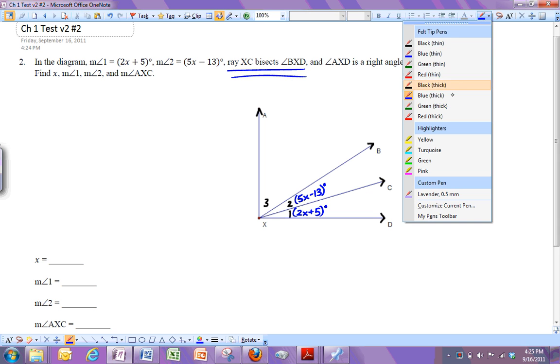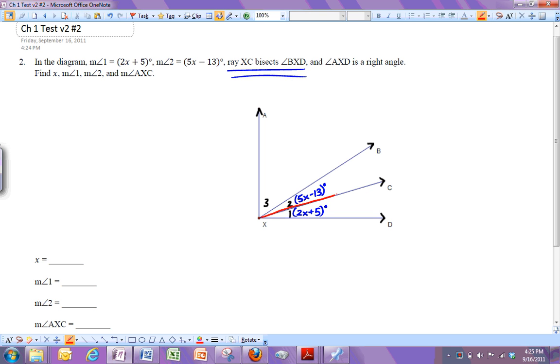So, let me get another color. Here's XC. Remember, bisect means to cut something right in half. So that guy cuts this angle. Now, really, what I'm going to do is, it says BXD. I'm going to start at B. If you look at it, I just traced out the angle that's bisected. So that angle is cut right in half by the red line. So in fact, you can immediately say that angle 1 here and angle 2 here have to be the same, right? Because of the bisector.